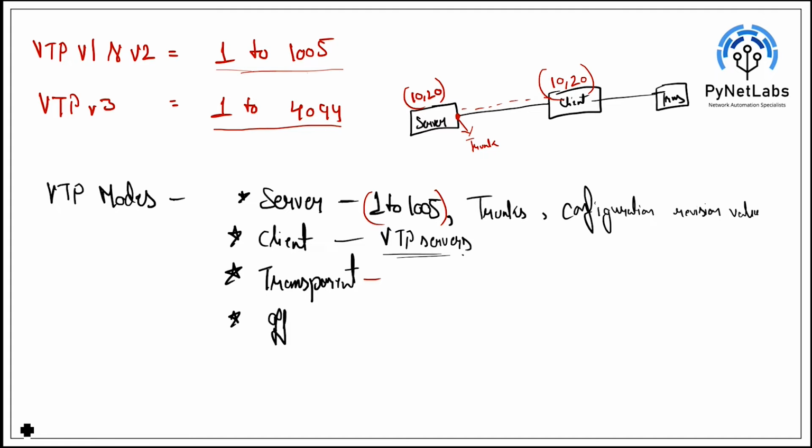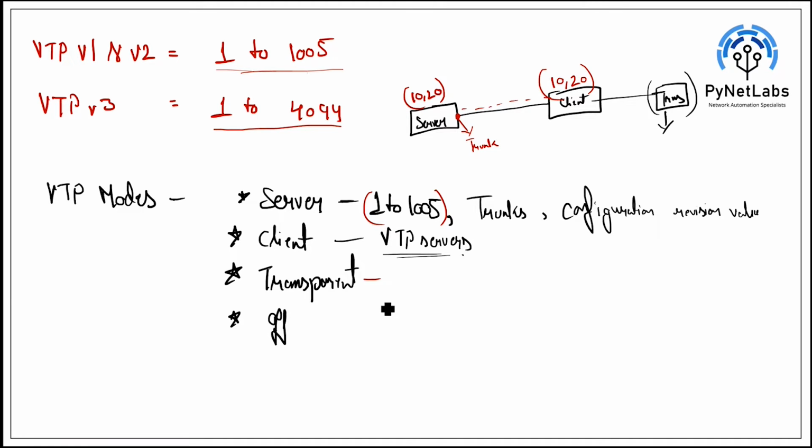It practically doesn't participate in VTP. On the transparent mode, you are allowed to create, delete and modify the VLANs. You can do anything on this switch, and nothing will be synchronized to the other switches, because the transparent switch does not participate in the VTP domain, guys. Okay. Getting it, guys?